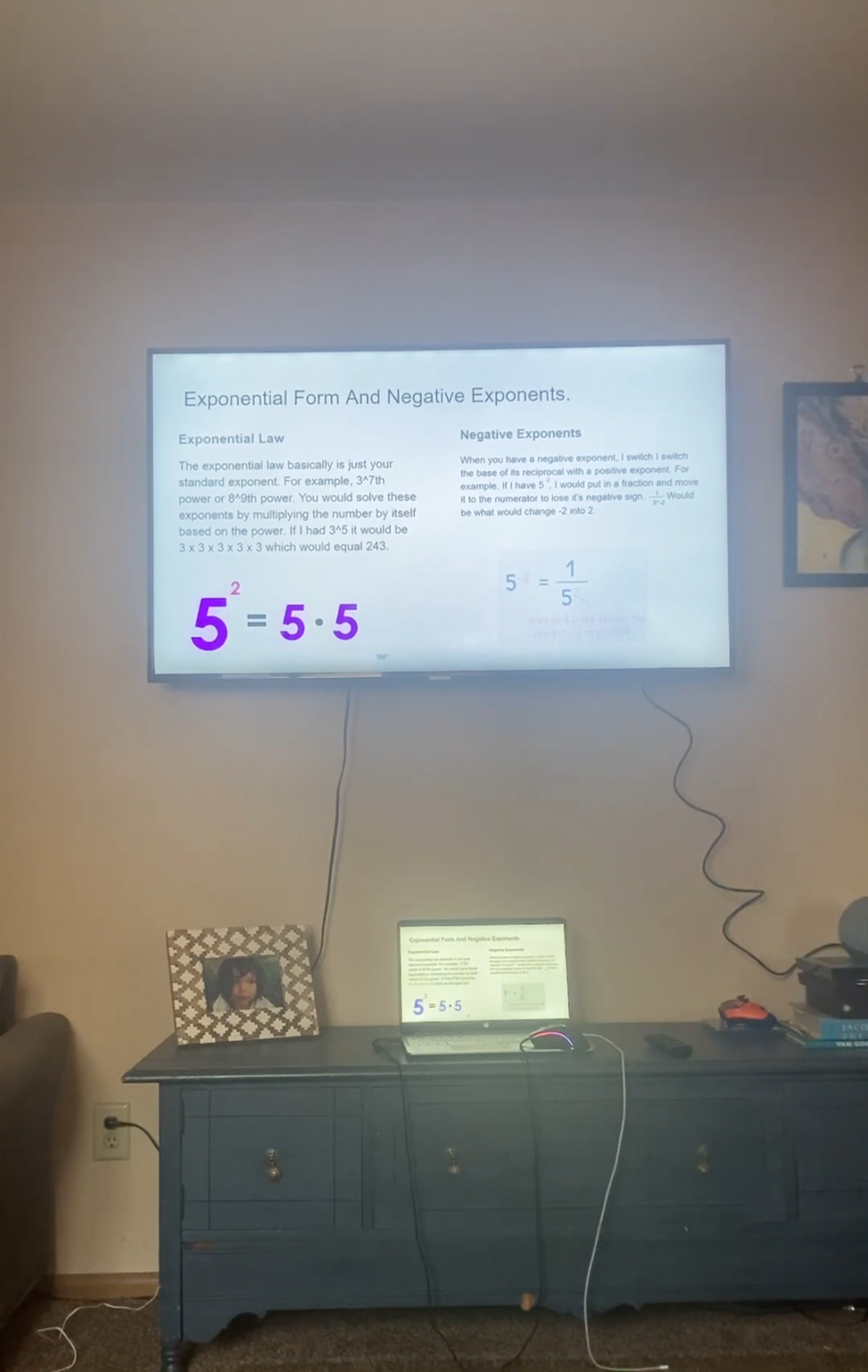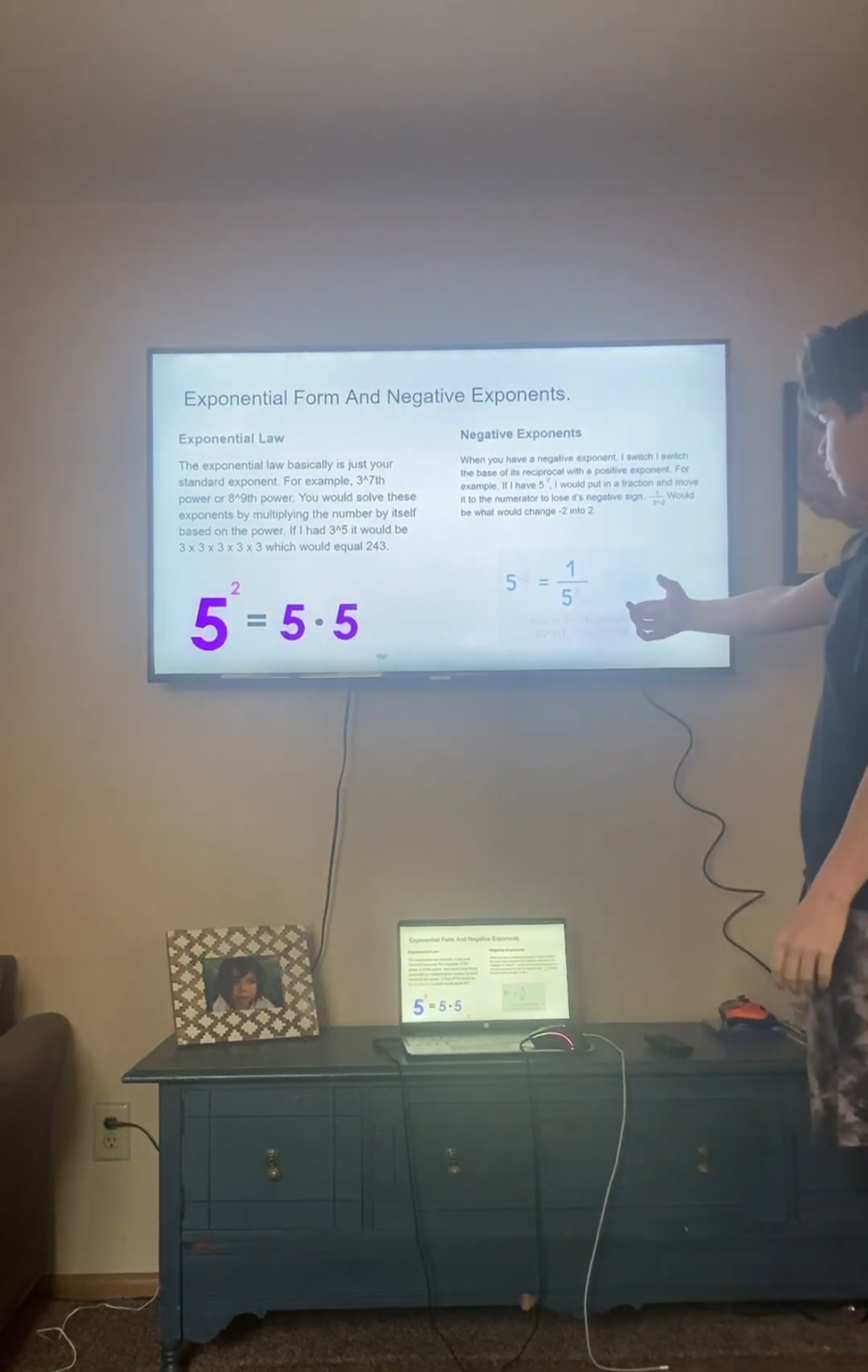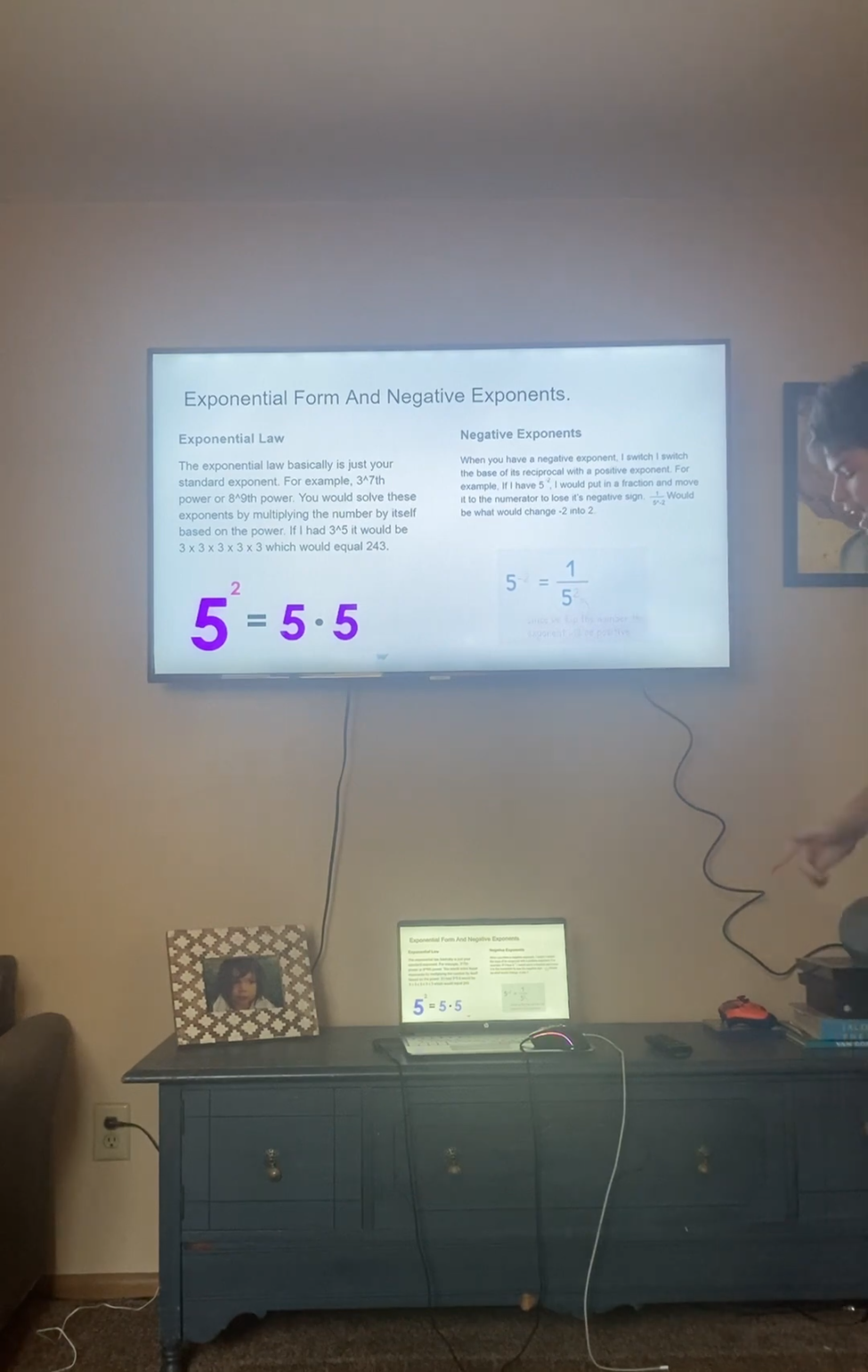But negative exponents, you might not know. When you have a negative exponent, switch the base to its reciprocal with a positive exponent. For example, if I had 5 to the negative 2nd power, I would put it in a fraction and move it to the denominator to lose its negative sign. 1 over 5 to the 2nd power would be what would change negative 2 into 2. So this is your example for a basic exponent, and this is your example for a negative exponent, if you guys can see that.